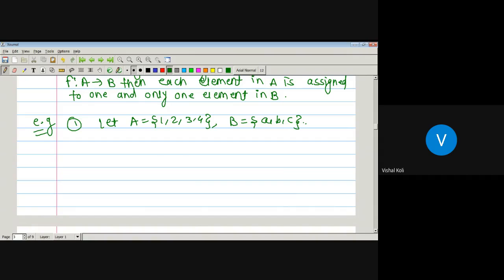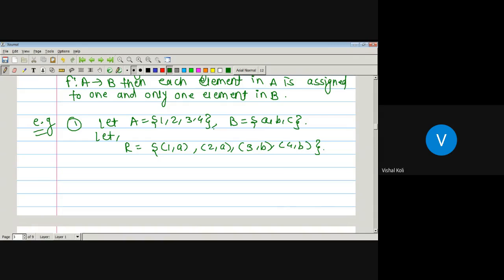Now we will take two examples in which we will define one function from A to B, and in the second one we will define one relation from A to B. Let R be any subset of A cross B in which 1 goes to a, 2 goes to a, 3 goes to b, and 4 goes to b.